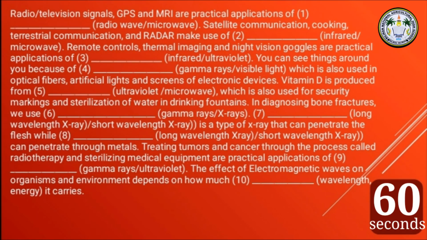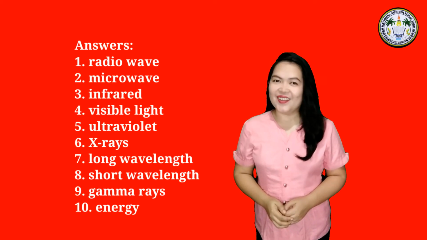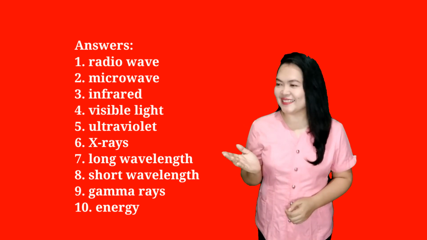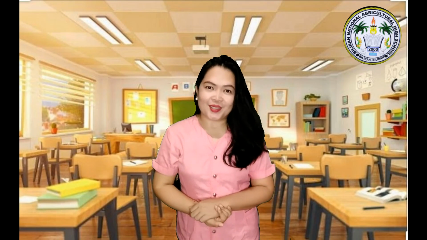This time, get a sheet of paper and let's sum up what you have learned. Choose the correct term from the enclosed choices that should go into the blank spaces. You may write your answers in your notebook. You do this in 60 seconds. Now, check your work using these key answers. Were you able to answer it correctly?